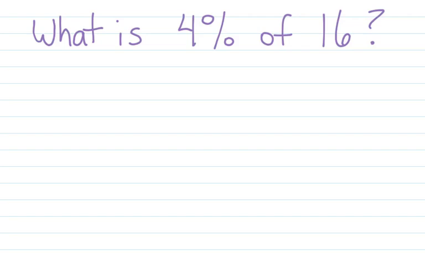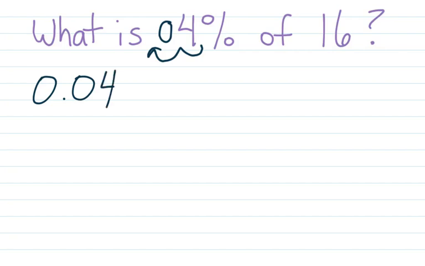Okay, let's try another one. What is 4% of 16? So again, first step is to take your percent, convert it to its decimal form. For this one, I had an empty little swoop there, so it's going to become 0.04 in decimal format. And then we're taking that decimal and multiplying it times the number that we had, 16.